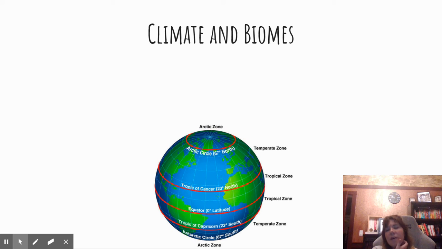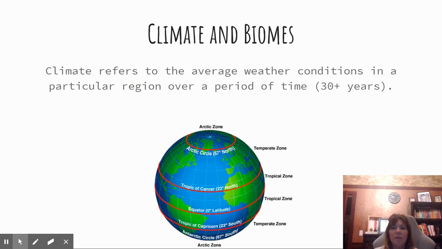So this leads us to this idea of climate and biomes. Our hydrosphere, lithosphere, and atmosphere are the big picture, the biosphere, which is the world. But now we have to think in terms of sections on the world. That's where biomes come into play. So we're going to start by defining what is climate. Climate essentially refers to average weather patterns in an area over a particular time period.